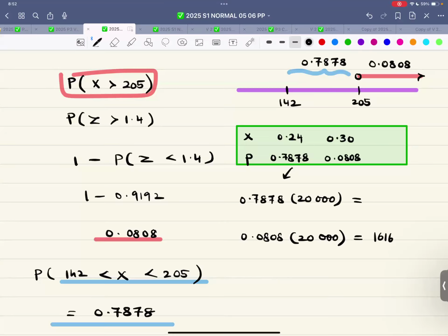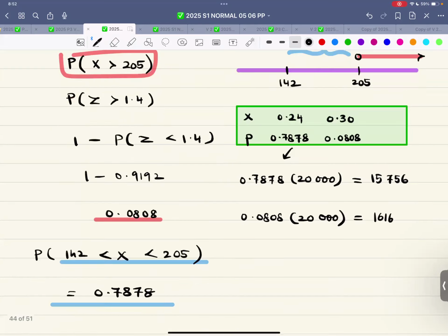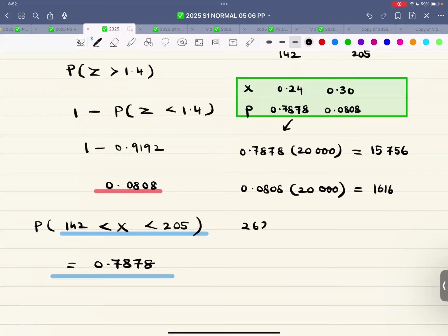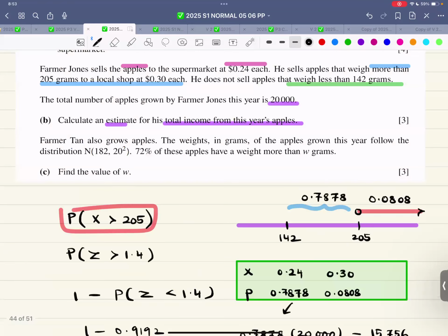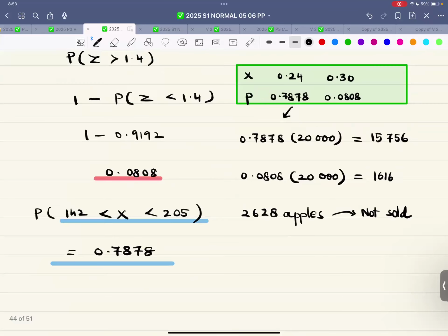And this thing, 0.7878 of 20,000, this is 15,756. And if I add these two, 1616 and 15,756, that is this much, minus 20,000. So now 2628 apples were not sold. So this is not sold, so just discard it. What is the question? How much is the total income? So now the total income will go like this. This value over here, 0.24, is for this percentage, for this many apples.